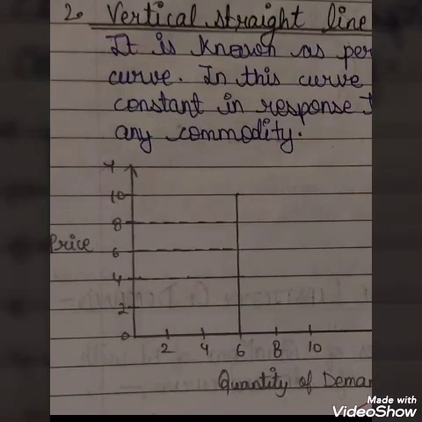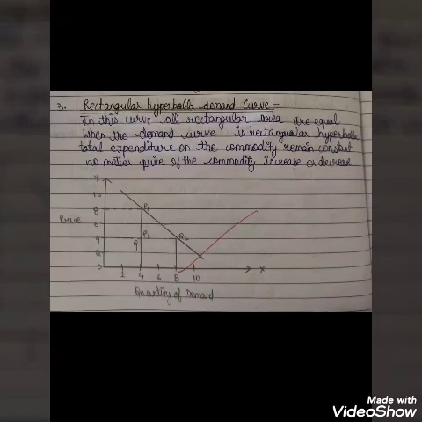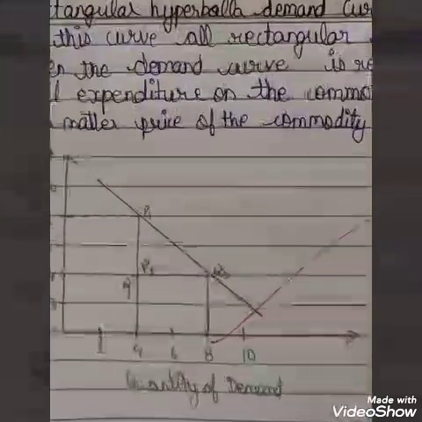Okay, so next one is the rectangular hyperbola demand curve. Okay, so in this type of curve the rectangular areas are equal when the demand curve is a rectangular hyperbola. That means the total expenditure on a commodity remains constant no matter whether the price of a commodity increases or decreases. Okay, that means in this type of curve the demand and the price cannot influence the expenditure on a commodity. Okay, so look at the graph.